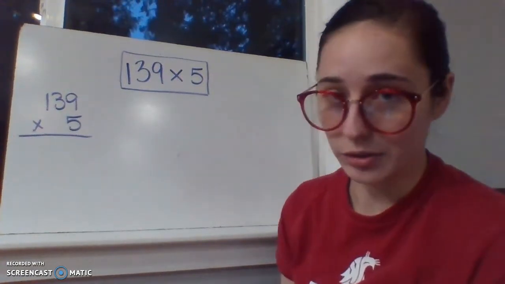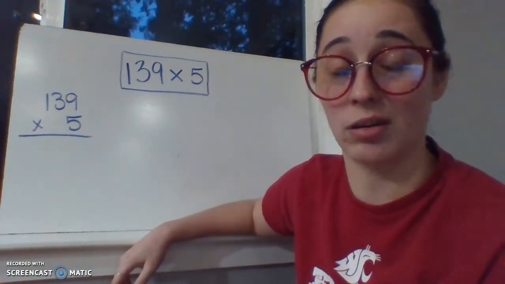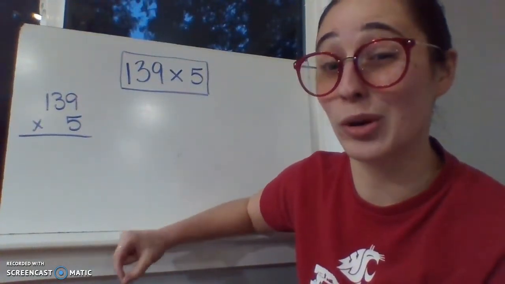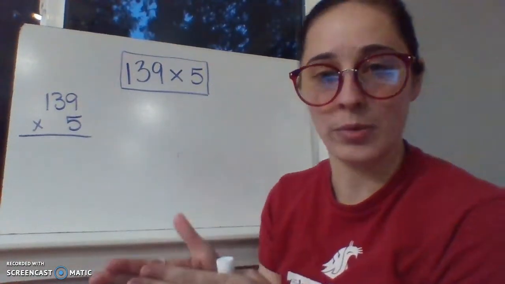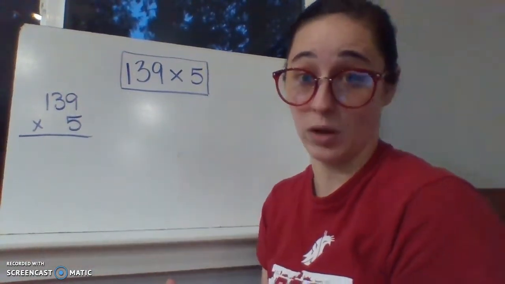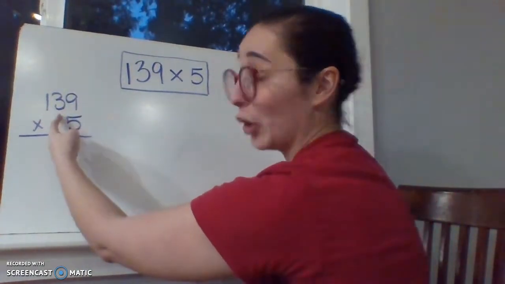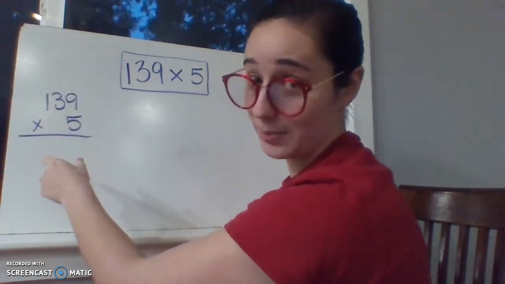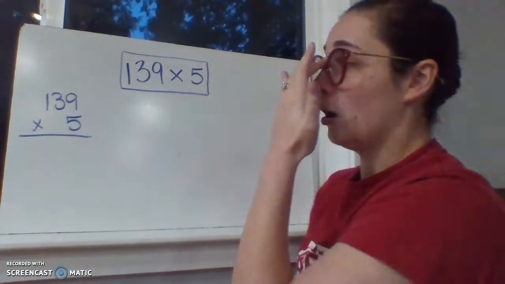Now, as you remember from elementary school, it's really important that you make sure you line your numbers up in the correct place value. Place value is super important, especially when working with decimals. So always make sure that your numbers are lined up in the correct spot, okay? So I have my 9 and my 5 in my 1 spot. I have my 30 in the 10 spot. And I have my 100 in the 100 spot, okay?